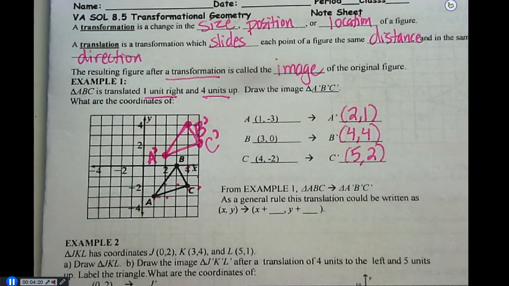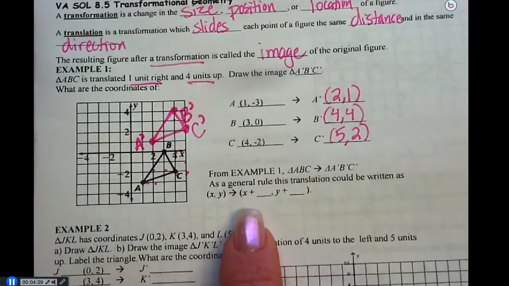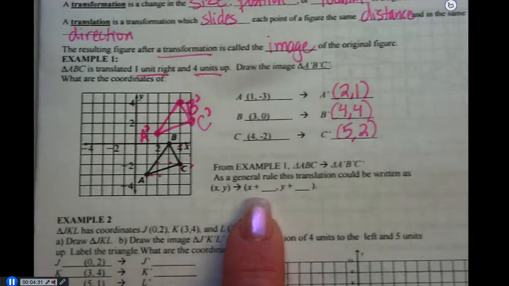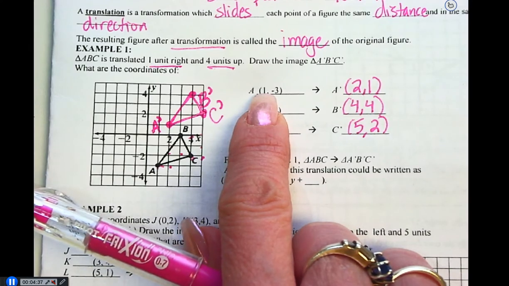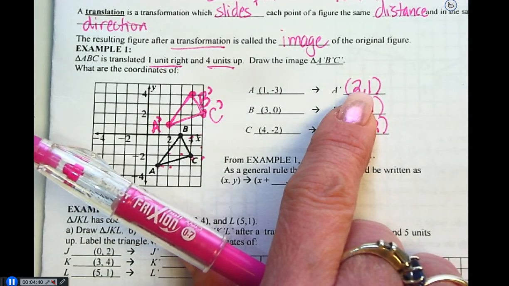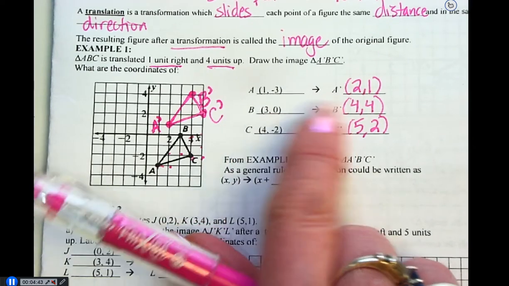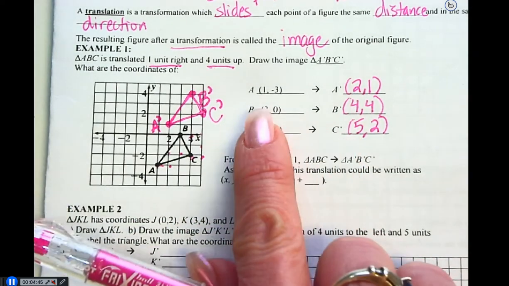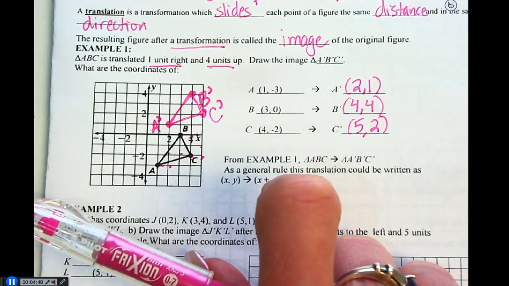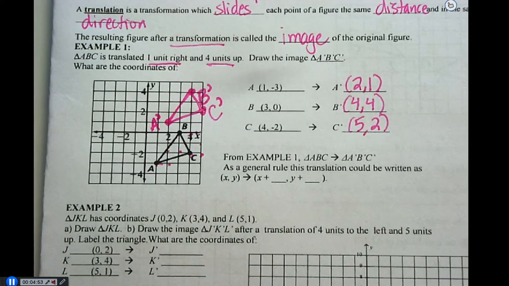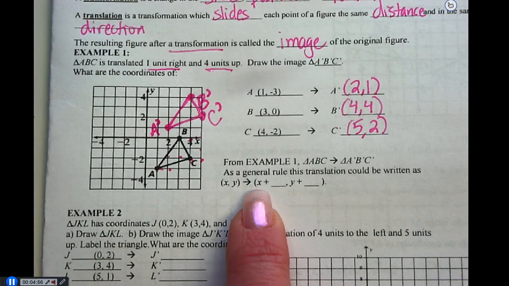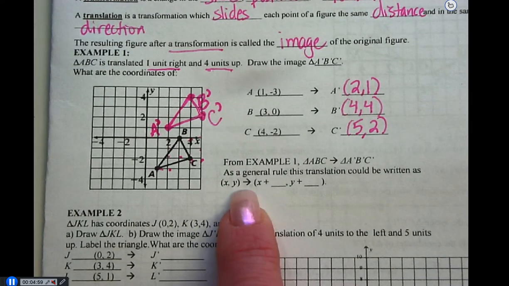One of the ways you'll be asked to make transformations is with words: 1 unit right, 4 units up. The other way is with a rule, and this is the way the rules are written. You're going to see some of these tomorrow when you do your practice. Let's look at our x value. For A, it went from 1 to 2, 3 to 4, 4 to 5. What happened to our x value in each of the points? We went up by 1, because we went to the right one. So when you're writing this as a rule with variables, you write x, y in parentheses, and then that little arrow.